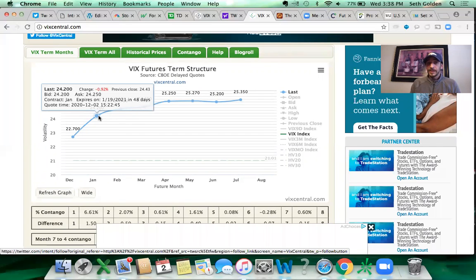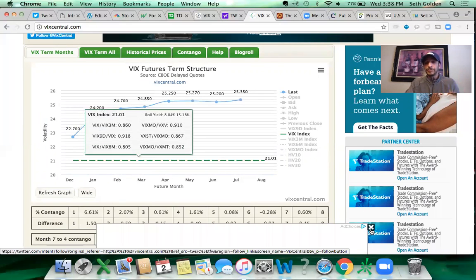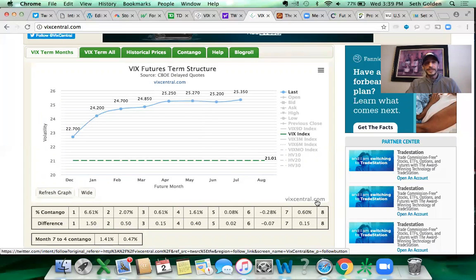And as they go, UVXY will go. This is up to date, this is live, real-time right now. This is the VIX futures term structure at vixcentral.com. It's a very good resource. If you are trading UVXY, if you are trading VXX, if you are trading VIX futures, this is a really good go-to resource. It shows you, in real time.